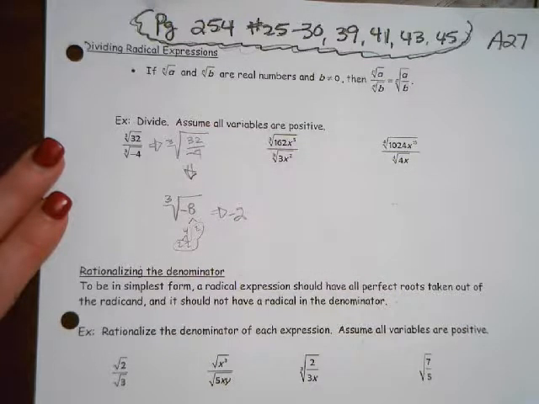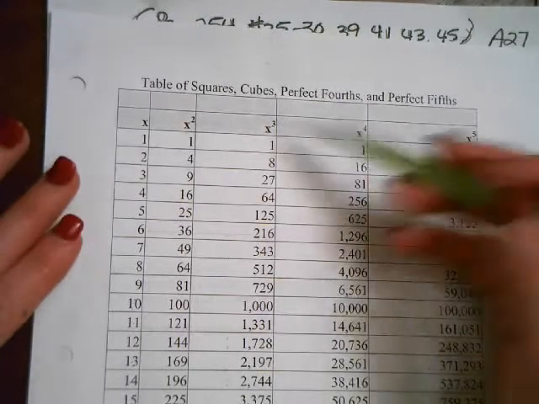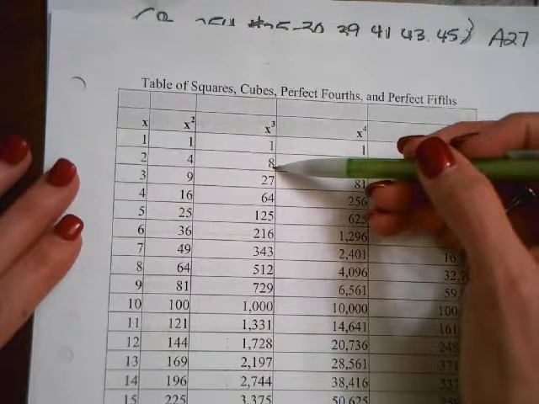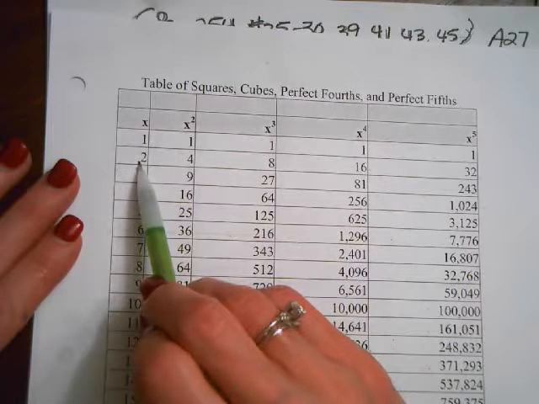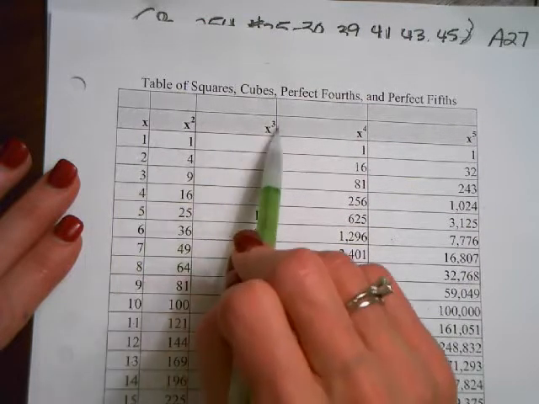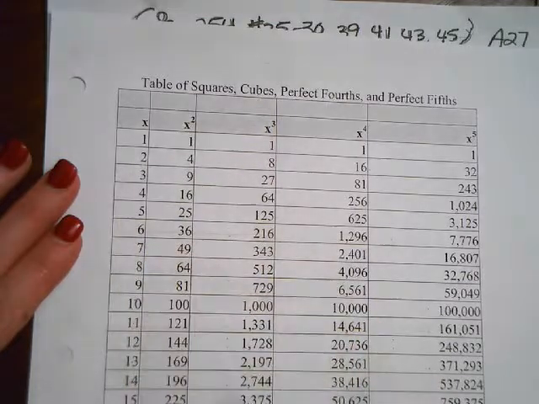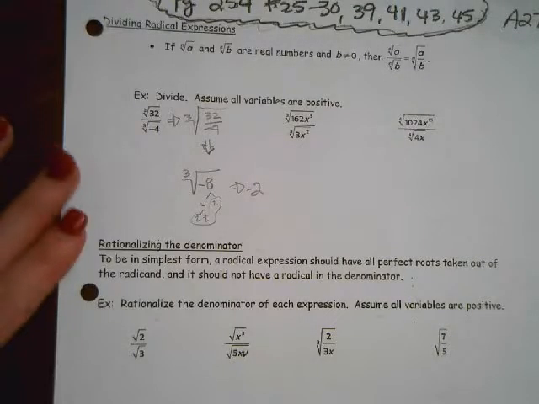Another thing I could have done is look at my chart, go to the cube root column, and look for 8 and see if there's a cube root, and there is, and it's 2. Because 8 is negative and it's an odd index, I know that 2 would need to be negative as well. Okay?